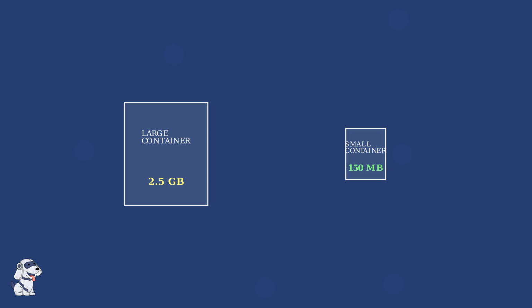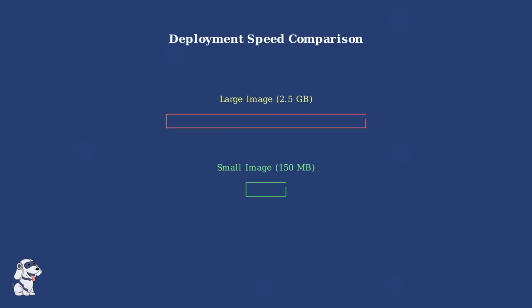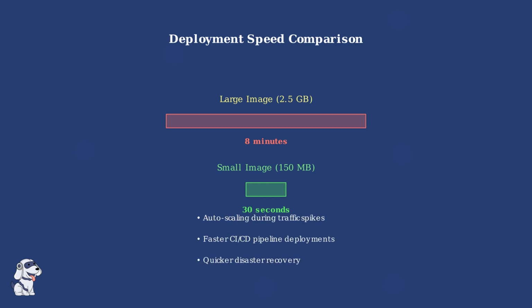Container image size might seem like a minor detail, but it has major implications for production deployments. Today, we'll explore why keeping your container images small is crucial for both performance and security. The first major benefit of small container images is faster deployments. When you deploy a container, the entire image must be downloaded to the target environment. Less data means faster transfers. This speed difference becomes critical in production environments where you might need to scale quickly during traffic spikes or when doing frequent deployments as part of continuous integration and delivery pipelines.